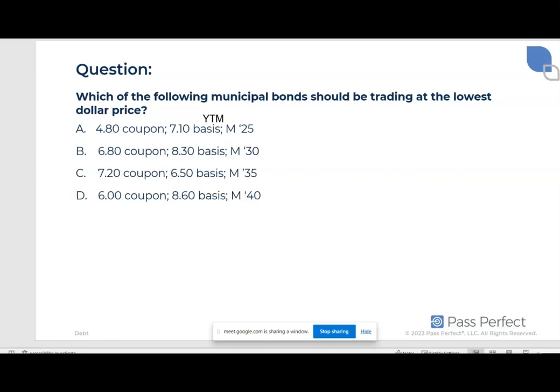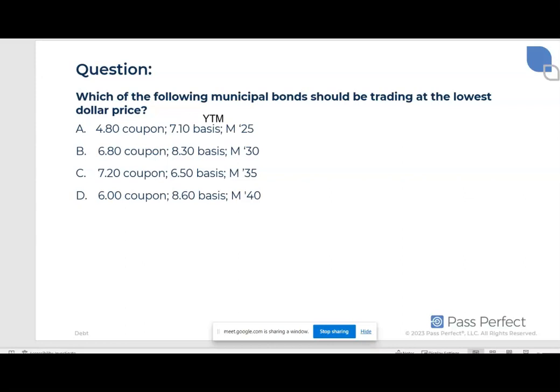All the others are discount bonds, because the yield is greater than the coupon. But which would be trading at the lowest price? Well, there's a couple things that factor into it. How much does the price of a bond move based on changes in interest rates? One thing, of course, is the deeper the discount, the greater the price volatility, the greater the move downwards. But also factored in is the length to maturity.